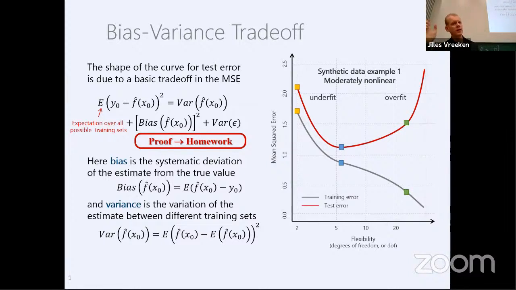Variance is, what is the variation between different training sets? Okay, let me work it down from the bottom.